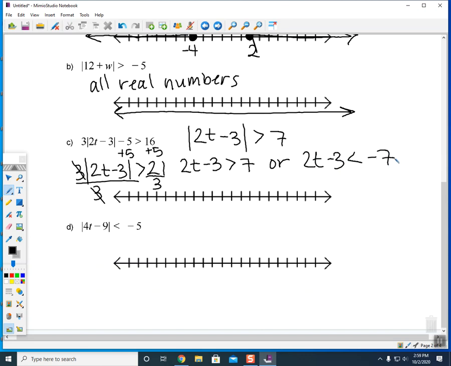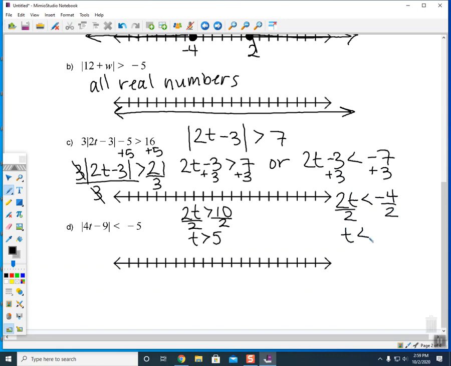Now I'm just going to solve. So I'll add 3 to both sides. Then I'm going to skip down here. I'm running out of space. 2t is greater than 10. Divide both sides by 2. I get that t is greater than 5. Do the same thing over here. Add 3. I get 2t is less than negative 7 plus 3 is negative 4. Divide both sides by 2. T is less than negative 2.